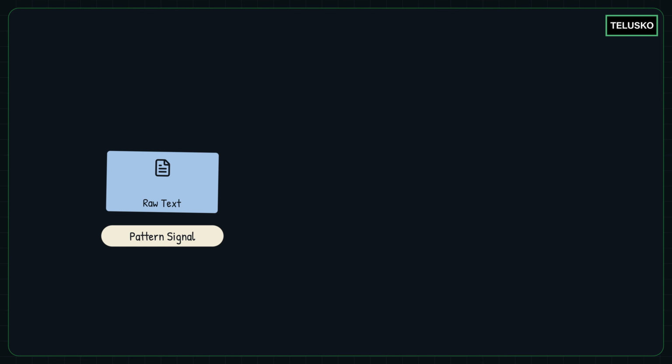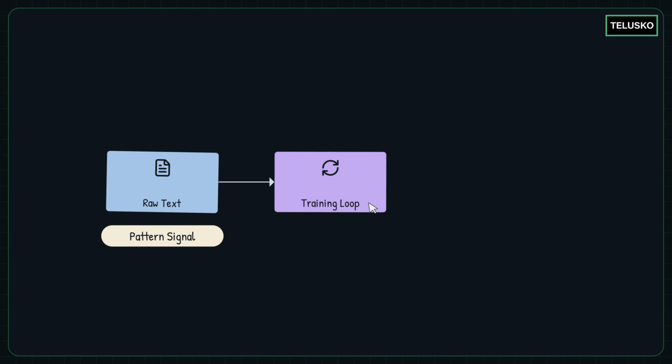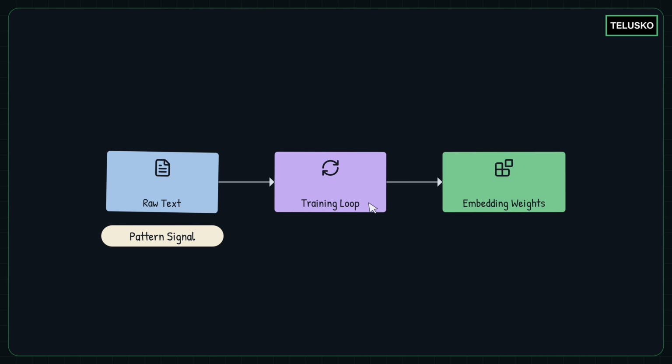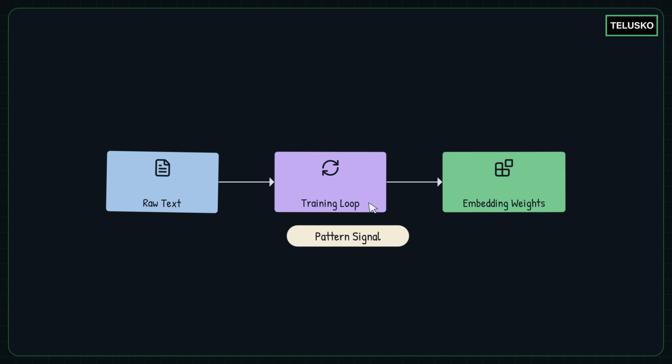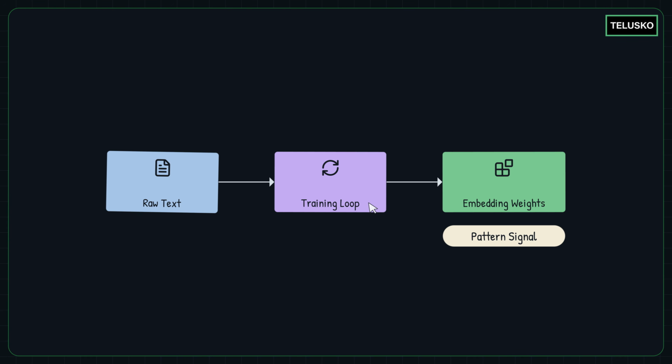Here is the best part. Nobody sat down and hand-wrote these scores. We start with raw text, which enters a training loop. That loop produces the final embedding weights. As it runs, the system reads billions of sentences and adjusts those numbers until related words keep similar patterns.